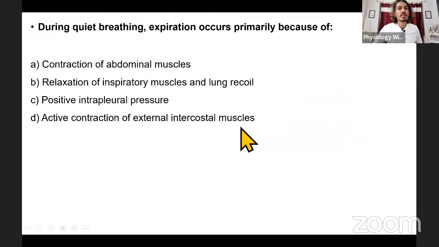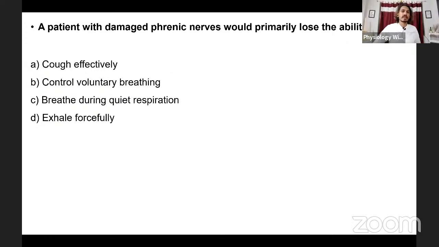Now look at this question. During quiet breathing, expiration occurs primarily because of there's no contraction of any muscle in quiet breathing. What they're talking about is tidal respiration. So relaxation of whatever inspiratory muscle and the recoil is what resulted in your quiet breathing.